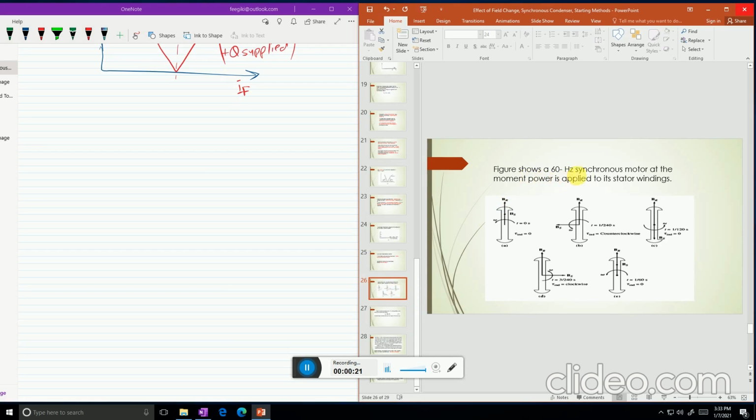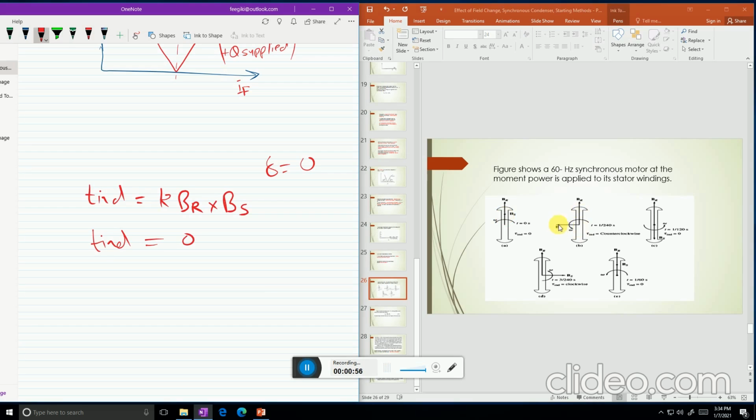This figure shows a 60 Hz synchronous motor at the moment power is supplied to its stator winding. If this is the rotor, in the beginning at t equal to 0, we assume that Bs and Br are in phase with each other. So the torque induced on the rotor is K times Br cross Bs, and as delta between them is 0, the torque induced at that point is 0.